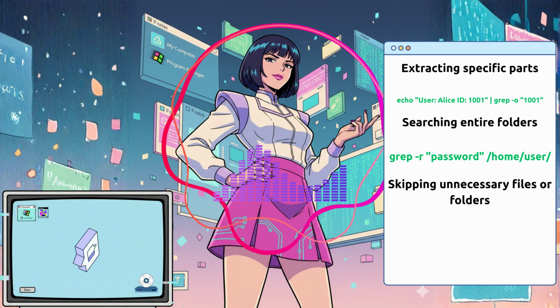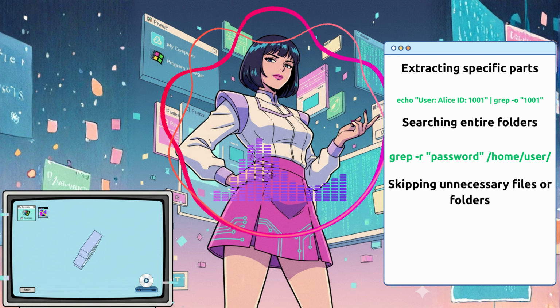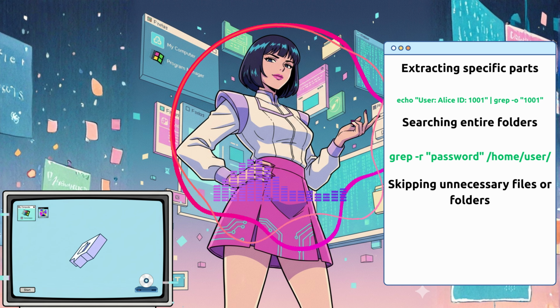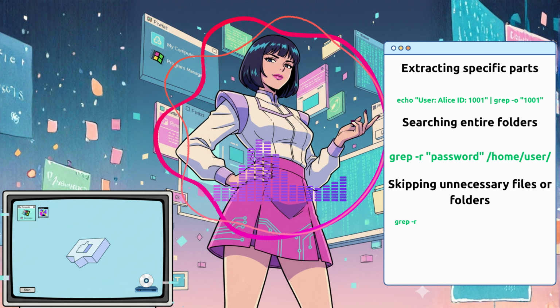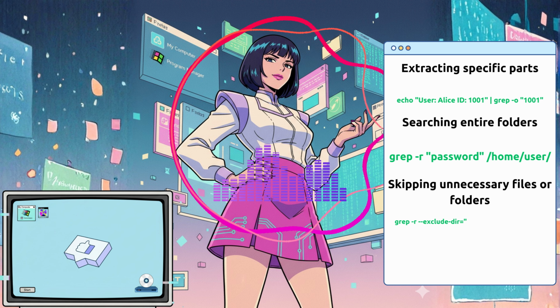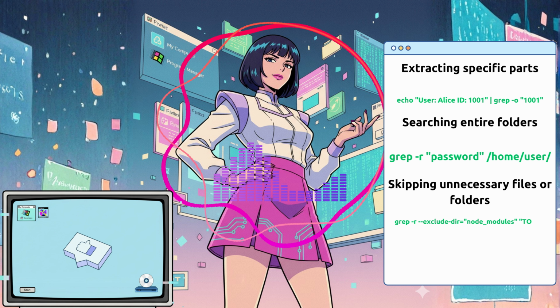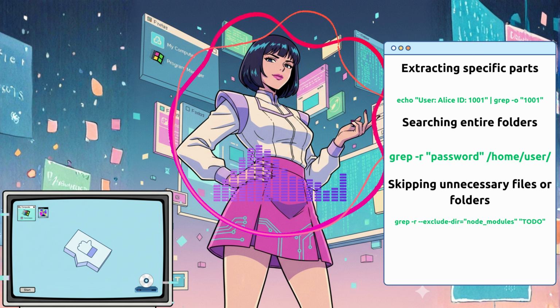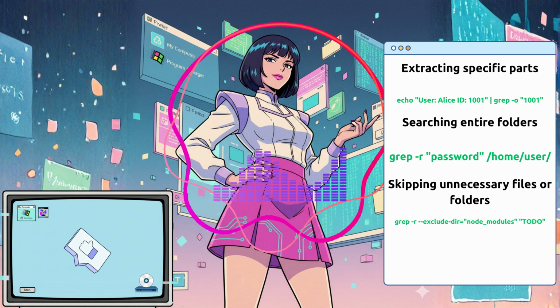Sometimes, you don't want Grep to waste time inside big third-party folders or modules. Use --exclude-dir to tell Grep to skip those folders. This keeps your search fast and focused on the files that actually matter.